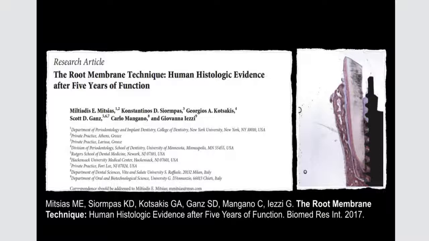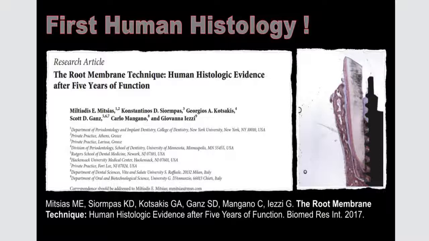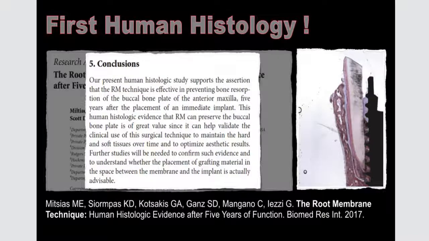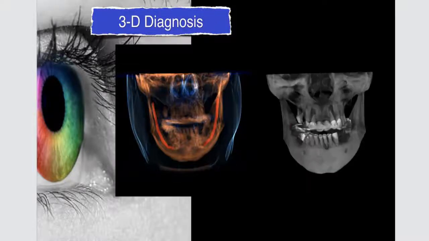published an article also in 2017, the first human histological evidence after 5 years in function. And this is very, very exciting, certainly proof of principle with the first human histology. And so many, many more articles. A 10-year article just recently was presented as well. And the conclusions here support the assertion that the root membrane technique is effective in preventing bone resorption of the buccal bone plate of the anterior maxilla after 5 years of placement. So this is certainly something that we should be considering.